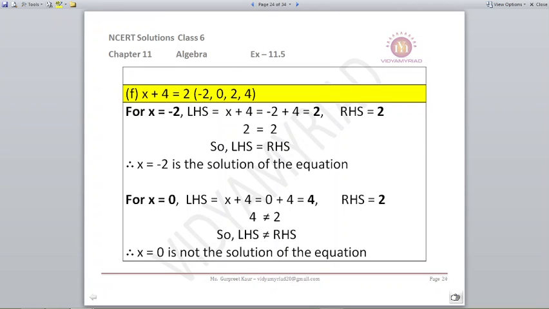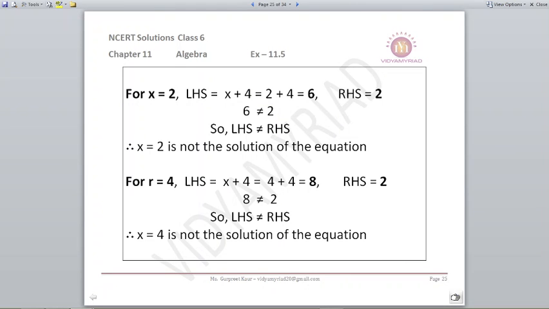F part. X plus 4 is equal to 2, where X will be minus 2, 0, 2 and 4. Let us put X is equal to minus 2. So minus 2 plus 4 is 2 and 2 is equal to 2. Your left hand side is equal to right hand side. So we will say X is equal to minus 2 is the solution of the equation. Next, when X is equal to 0, 0 plus 4 is 4 and 4 is not equal to 2. So we will say X is equal to 0 is not the solution of the equation.